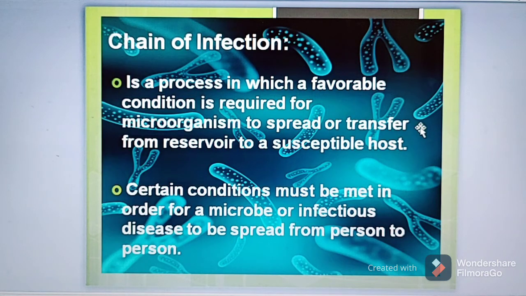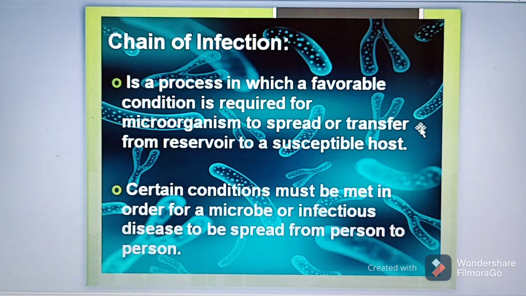So when we say chain, connected to each other or called links, while infection is a lodgement and multiplication of microorganism in the body. Kumbaga dira nagapuyo o nagapadagan ang mga bacteria or microorganism. So what is chain of infection is a process in which a favorable condition is required for microorganism to spread or transfer from reservoir to a susceptible host. So later on, we will discuss what is reservoir and susceptible host.